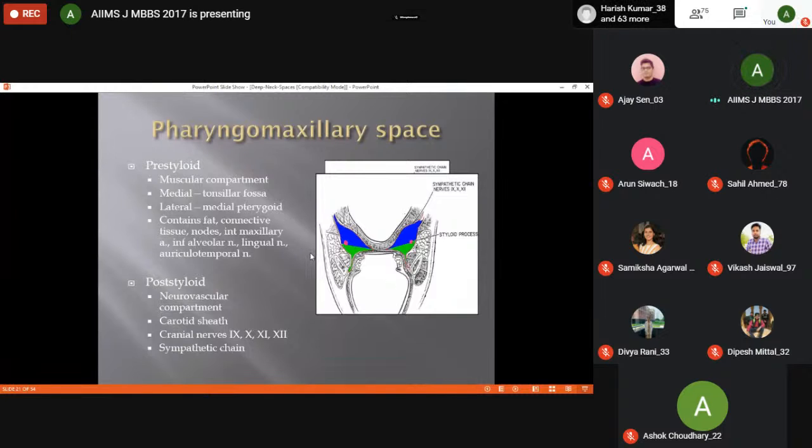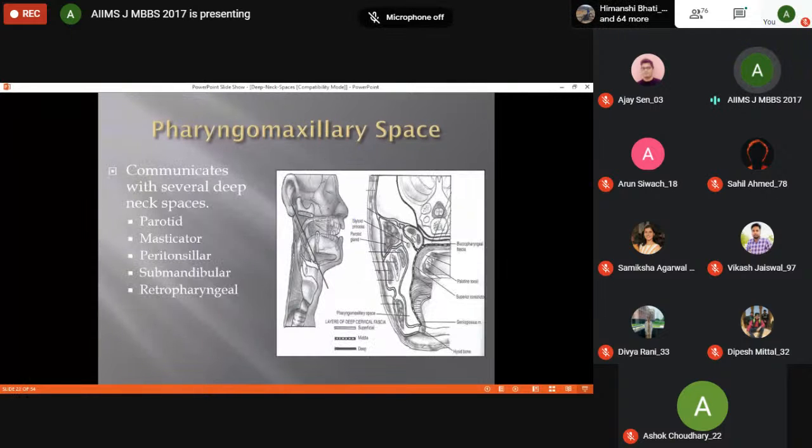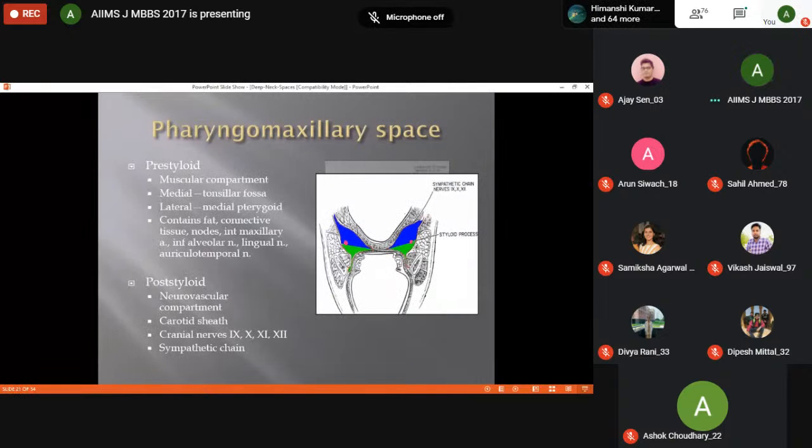Basically, in this space there is a bony projection known as the styloid. If there is infection in front of the styloid, that is known as pre-styloid. Behind the styloid, it is known as post-styloid. The relevance is, as you can see, this red area is known as the styloid process.